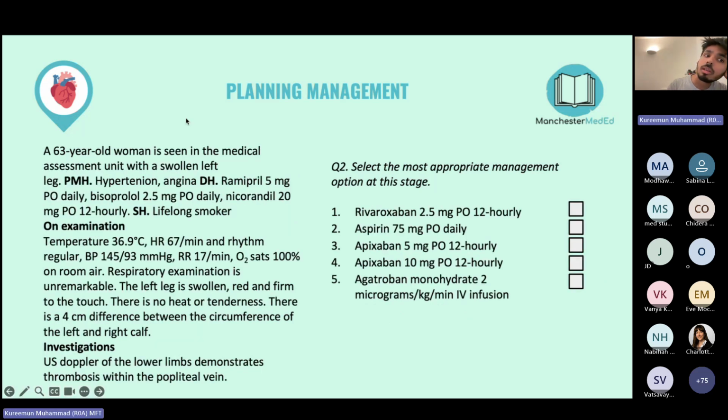So next question. A 63-year-old woman is seen in the medical assessment unit with a swollen leg. Past medical history of hypertension and angina; drug history of ramipril, bisoprolol, nicorandil. She is a lifelong smoker. Her observations are not really remarkable, and the respiratory exam is unremarkable as well. Just her left leg is swollen, red and firm to the touch. There is no heat or tenderness. There's a 4 centimeter difference between the circumference of the left and right calf. Her ultrasound demonstrates thrombosis within the popliteal vein. What is the most appropriate management for her?